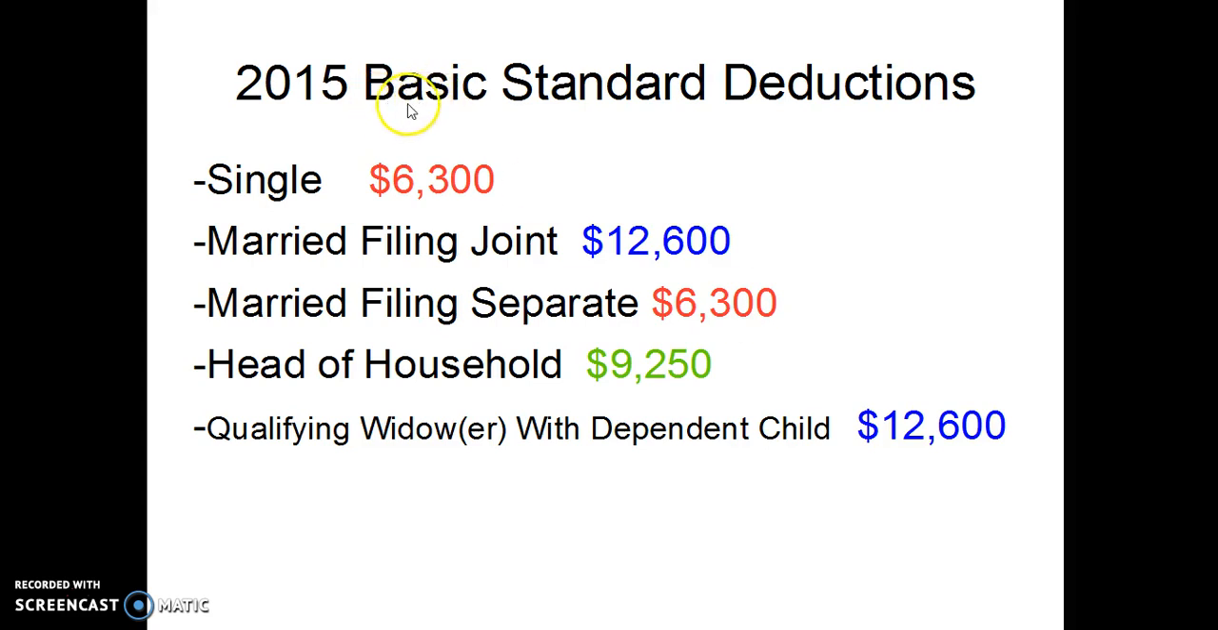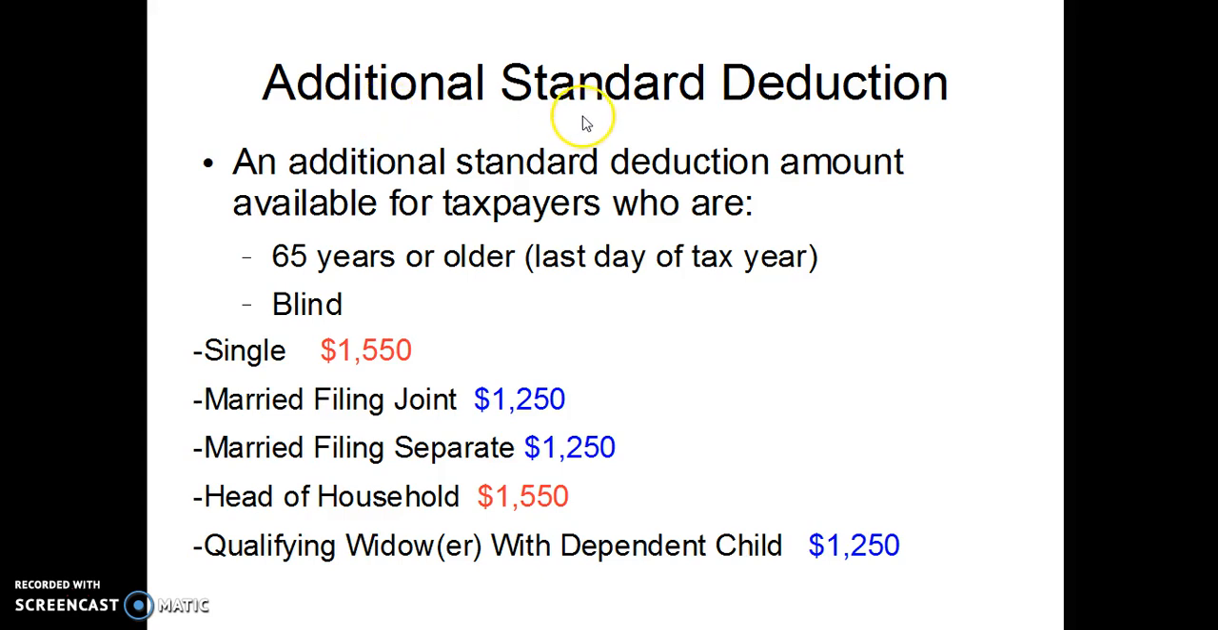This is called the basic standard deduction, so everyone is allowed this. There is an exception for dependents we're going to cover in a bit. Now let's take a look at the additional standard deduction. The additional standard deduction amount is available for taxpayers who are 65 years or older as of the last day of the tax year, or blind. So you can get 1 for each. So if you're 65 and you're blind, then you get 1 and 1.